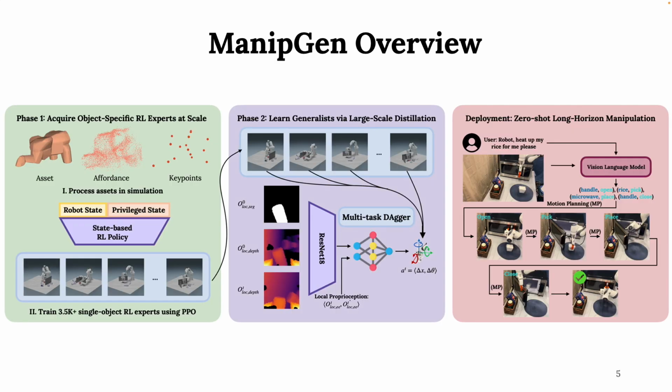As an overview of this work, ManipGen first uses RL to acquire local behaviors at scale. Then we distill these thousands of experts into a single visual motor policy per skill. And then finally, we deploy these policies zero-shot in challenging environments by using a VLM to plan, a motion planner to reach poses near objects, and local policies to perform manipulation.